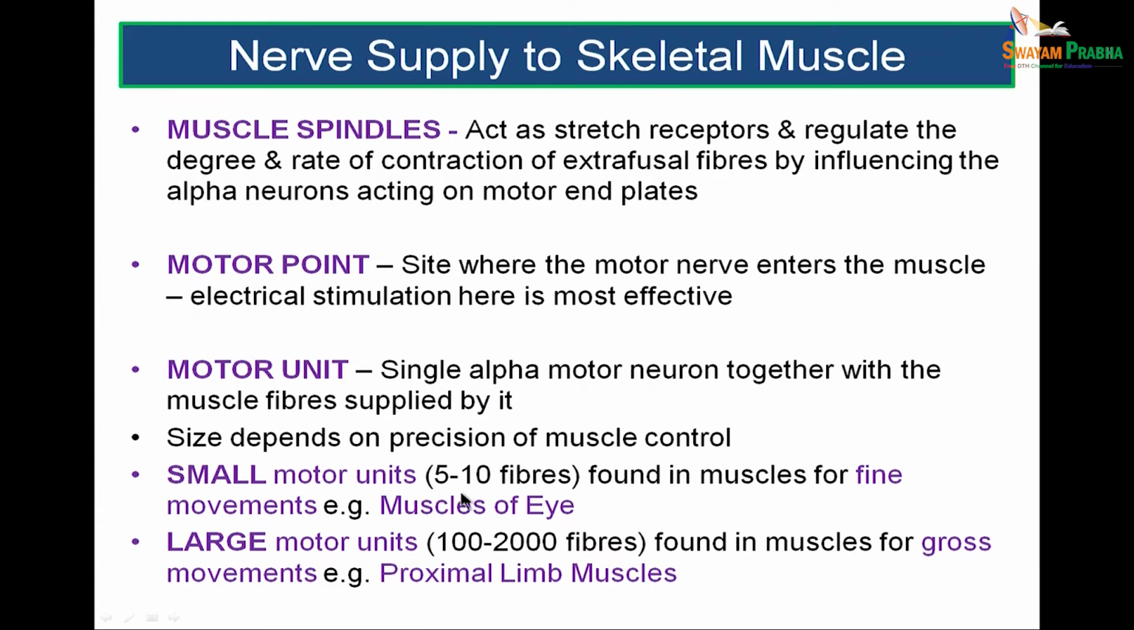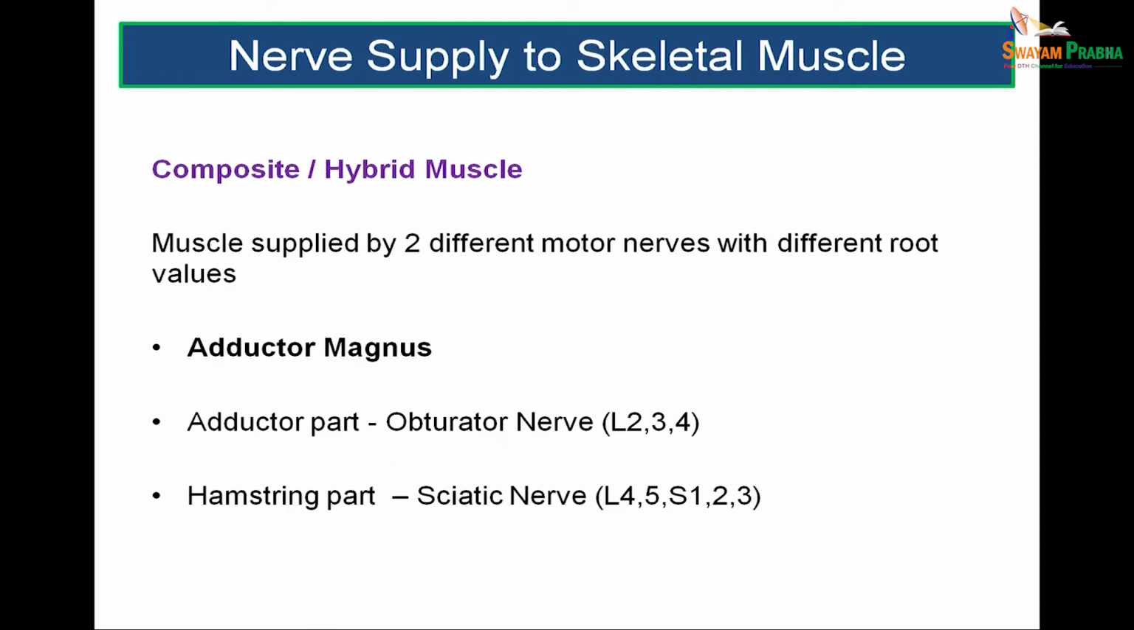Accordingly, we have a small motor unit, 5 to 10 fibers, found in muscles for fine movement like muscles of the eye, or larger motor units made up of 100 to 2000 fibers, found in muscles for gross movements like the proximal limb muscles. There can always be a composite muscle or a hybrid muscle.